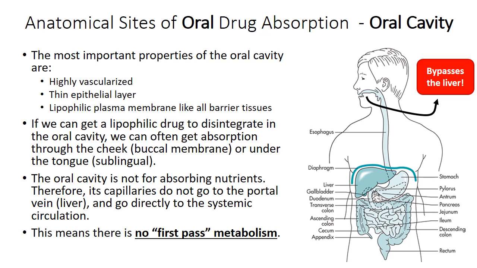If you understand what the oral cavity normally does, it does not absorb nutrients. So when it absorbs drugs, if you assume a drug is like a nutrient from the body's perspective, it handles it like that. It does not go to the liver, and it goes straight to the systemic bloodstream. So it bypasses the liver. That's one of the most important points: oral mucosal administration avoids first pass metabolism by the liver.